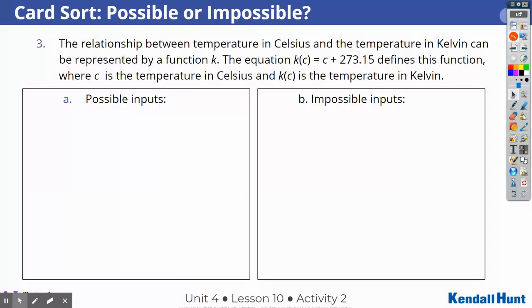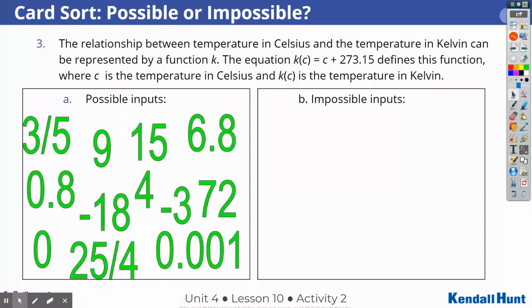Okay. A third relationship we have here is between temperature in Celsius and the temperature in Kelvin, and it's represented by the equation K(C) = C + 273.15. So are these possible values for temperature? All right, so you should have had all of them. Temperatures go positive and negative. We can have temperatures below zero, and they can be whole numbers or integers, fractions, decimals. So all of these numbers. So we would say all real numbers would be the input here.